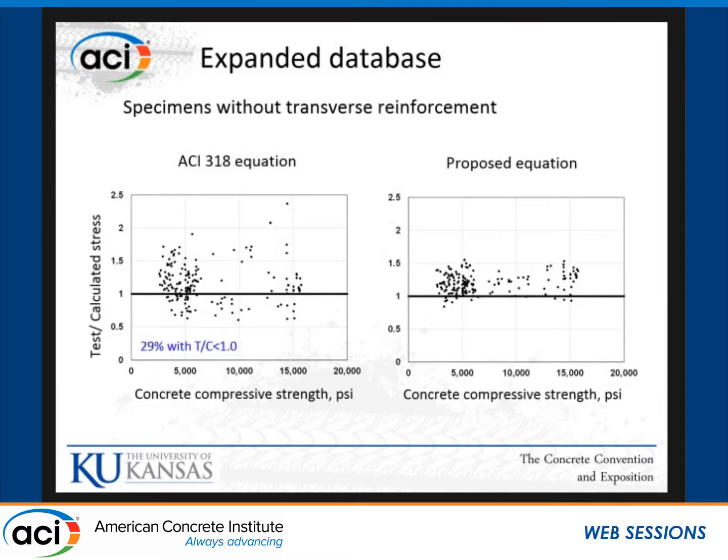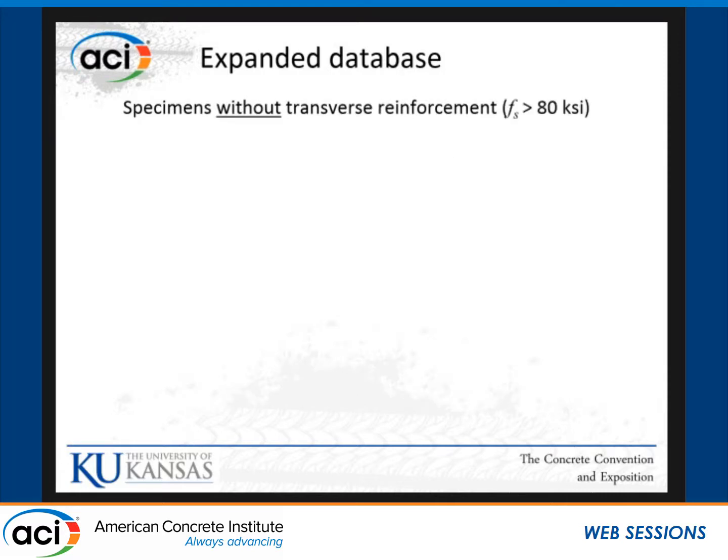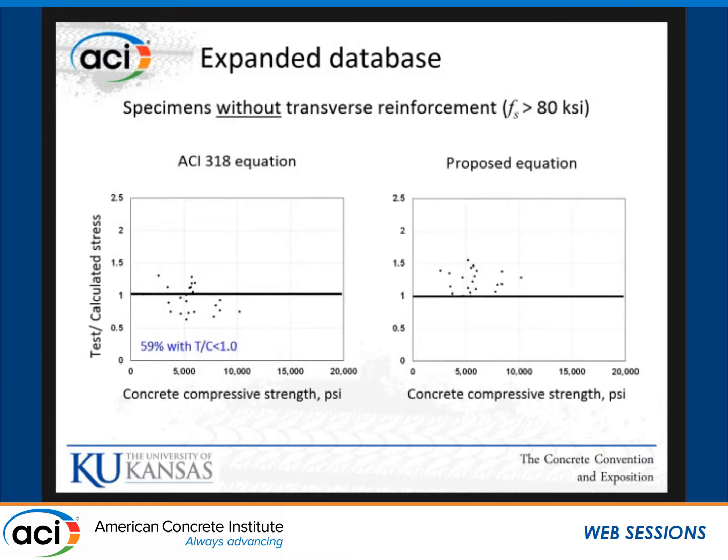Again, if we have test over calculated less than 1, that means it's unsafe. So for 318, we found that 29% of the specimens had test over calculated less than 1. With the proposed equation, we had only 7% of the data with test over calculated less than 1. And this is for specimens without transverse reinforcement. Now, for specimens without transverse reinforcement but with stresses greater than 80 ksi, we found that 59% of the specimens using the current ACI equation had test over calculated less than 1, while none of the specimens using the proposed equation had test over calculated less than 1.